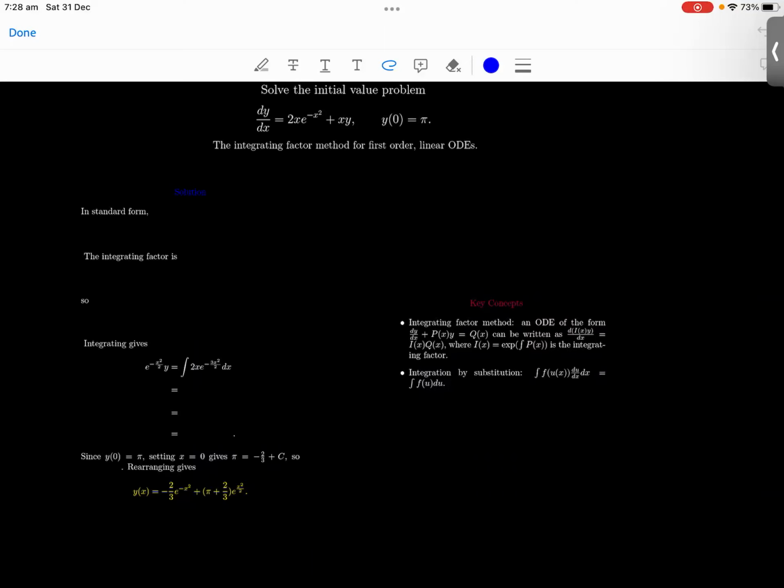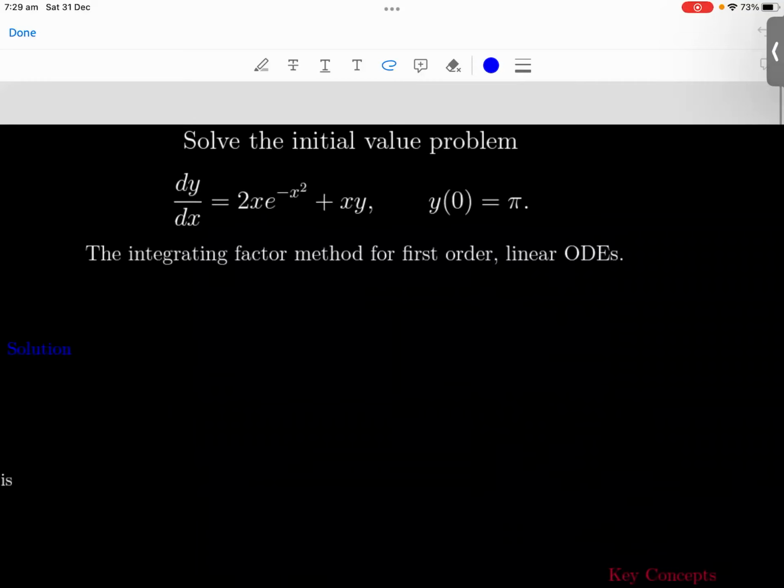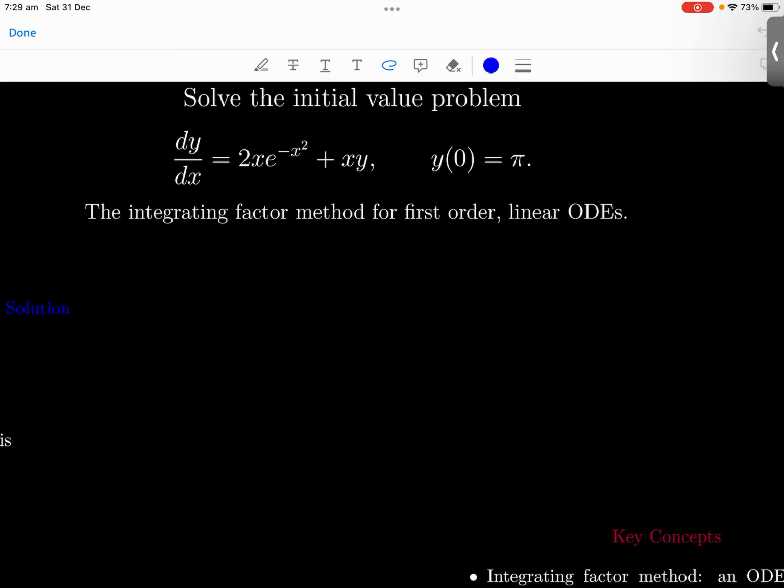Hello, we're going to spend some time talking about solving a first order linear differential equation. The first order linear differential equation we're hoping to solve is this one here. dy/dx equals 2x times e to the minus x squared plus x times y.